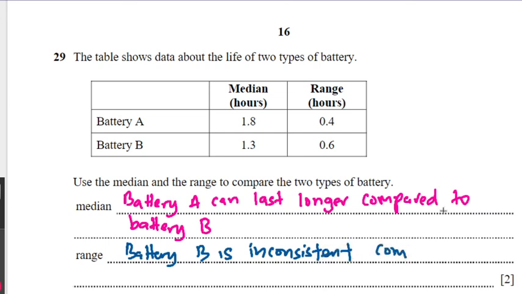inconsistent, which means sometimes can last. Maybe battery B, sometimes the first time you buy, oh, it can last longer, and then the next time you buy again, why suddenly like a few hours only? So that's why it's inconsistent compared to battery A. Okay, so as a conclusion, we would prefer battery A than battery B.